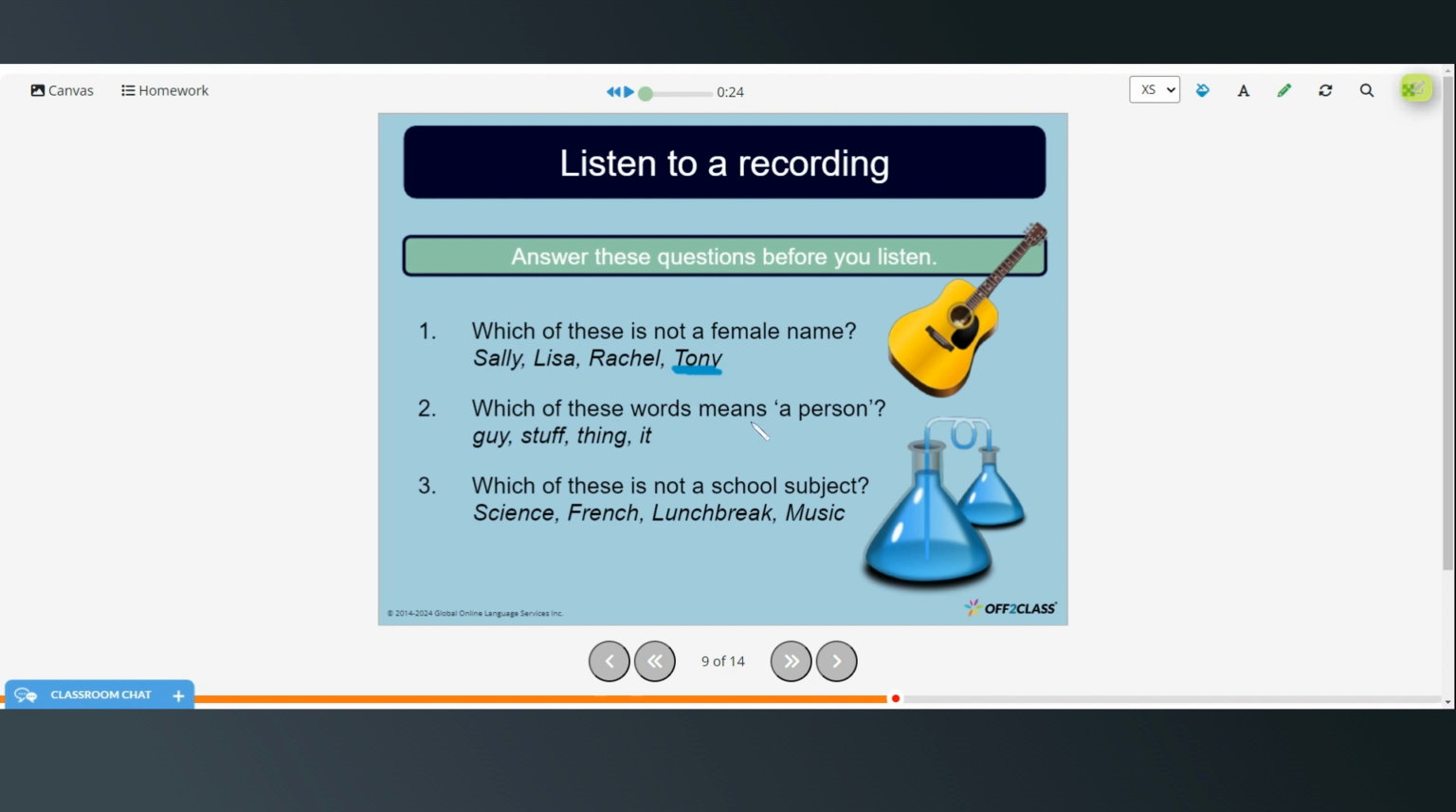Which of these words means a person? Guy, stuff, thing, or it? Well, guy is an informal word for a man, so guy would be a person. And which of these is not a school subject? Science, French, lunch break, or music? Even though you might have a lunch break at school, it is not one of the school subjects. Okay, so let's listen to this recording.